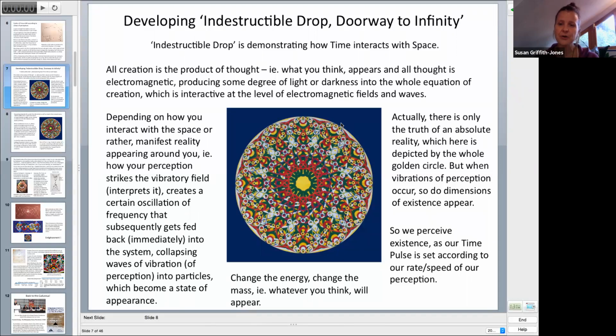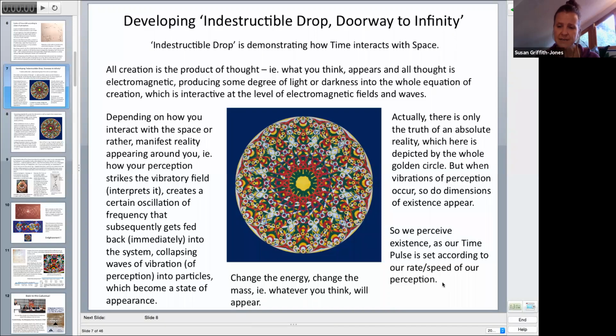Actually, there is only the truth of an absolute reality, which here is depicted by the whole golden circle. The base of this picture is just a golden piece of cloth, basically, but that is representative of this absolute reality. But when the vibrations of perception, which is related to that absolute awareness, let's call it, or that absolute space of being, when the vibrations of perception occur, so do dimensions of existence appear. So all these colors and shapes and everything else in the picture is basically the interpretation of the perceptive quality of that pure awareness, creating an appearance around it.